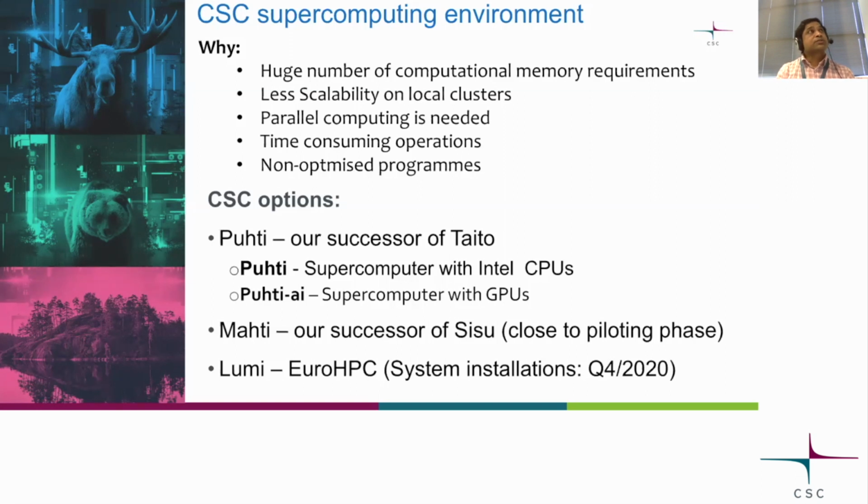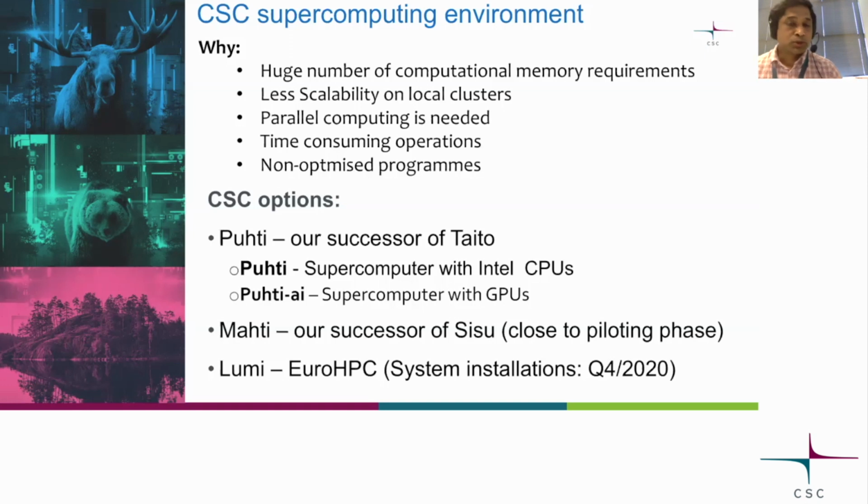choose some options. In the supercomputing environment, Puhti is the only available supercomputer at the moment, as you all know. This is a new supercomputer, the successor of Taito, if you have already used that one. This supercomputer also has an AI partition, so if you want to accelerate some kind of machine learning or artificial intelligence algorithm, you can also use that.